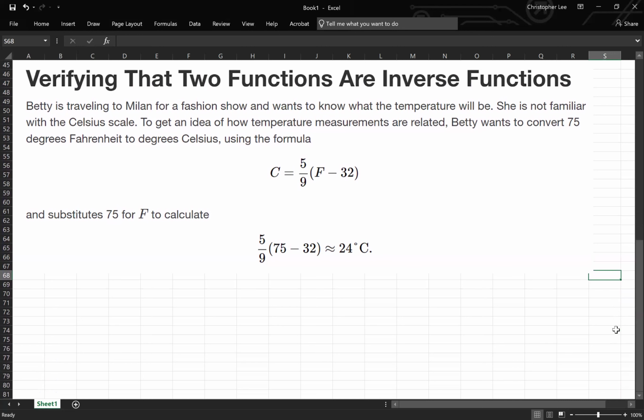So verifying that two functions are inverse functions, right? Betty is traveling to Milan for a fashion show and wants to know what the temperature will be. Hot. She is not familiar with the Celsius scale. To get an idea of how temperature measurements are related, Betty wants to convert 75 degrees Fahrenheit to degrees Celsius using the formula. So here's our formula. Celsius is equal to 5 over 9 times the Fahrenheit minus 32, right? And all we do is we substitute the 75 for the F, and then boom, boom, boom, we get the degrees Celsius, which is 24 degrees Celsius.